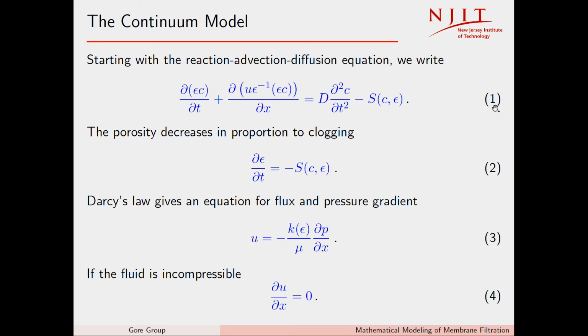Reaction advection diffusion, where C represents the concentration of particles in the fluid, and U is the Darcy velocity. The porosity decreases proportionally to the clogging, which is represented by the S term here. And the Darcy velocity relates the flux and the pressure gradient with the permeability and the viscosity. And we assume the fluid is incompressible, so we have the last equation.